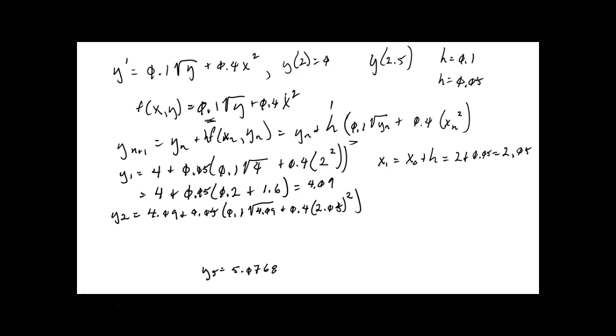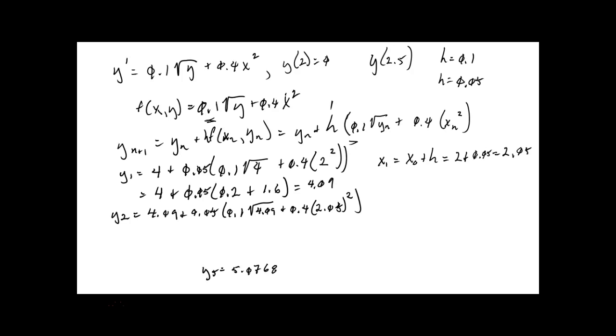4.09 I've got on here already. Plus 0.05 times open parentheses 0.1 times 4.09. Square root plus 0.4 times 2.05 squared, close parentheses.